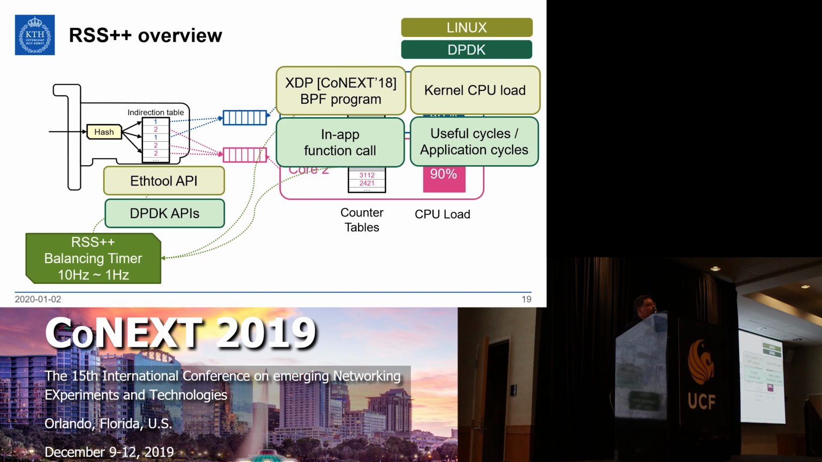And we've got a second implementation, which is using DPDK. With DPDK, we receive the packets directly at user level, so we can count the packets using in-application function calls. And for the CPU load, as DPDK is using polling, it would always be 100%. So we use the proportion of useful cycles over all application cycles as the metric of load.